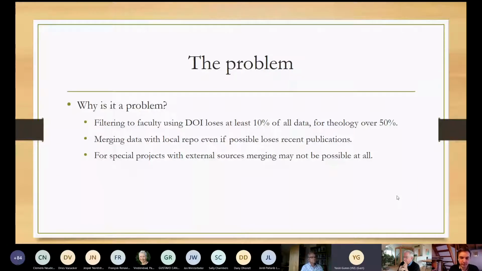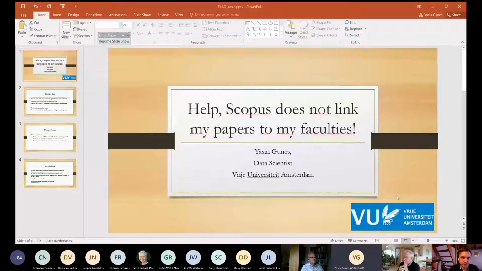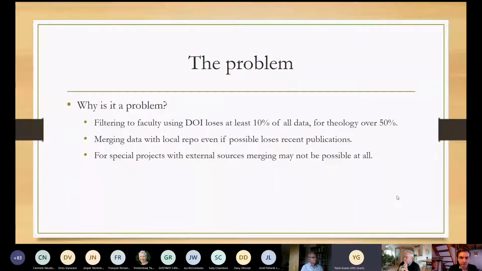Well, the issue with that is, some faculties don't have that many DOIs, so theology immediately falls out of the boat, where most things don't have a DOI, and even if everything has a DOI, there are always a few things which don't have a DOI. Usually it's like 90%, even in Scopus.